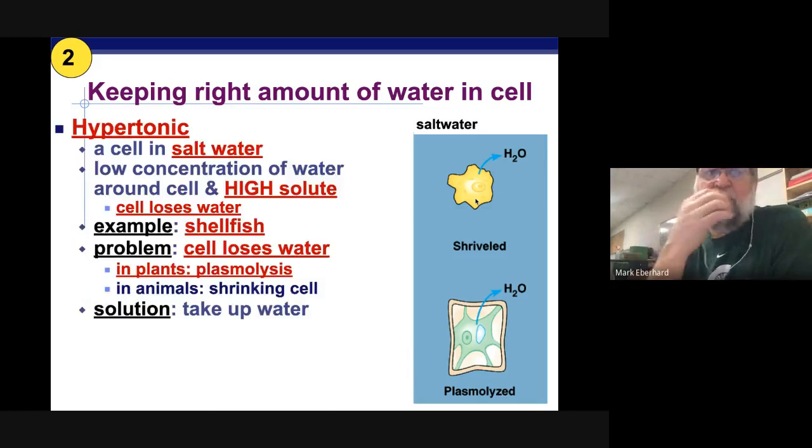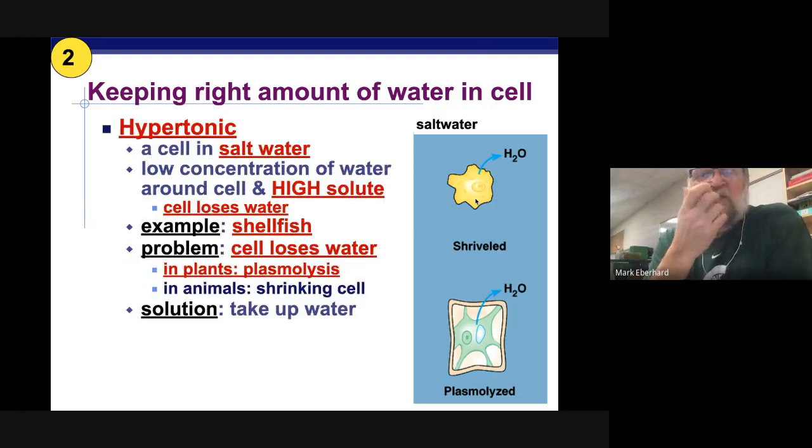Second scenario is hypertonic. I don't know why this one all came at once, but it did. So in this case, we're talking about something like salt water. You have high solute, low water concentration. So since the outside now has low water concentration, this draws water out of the cells and causes cells to shrink.